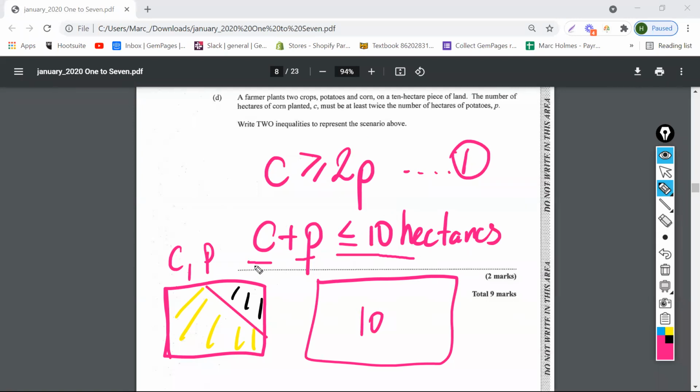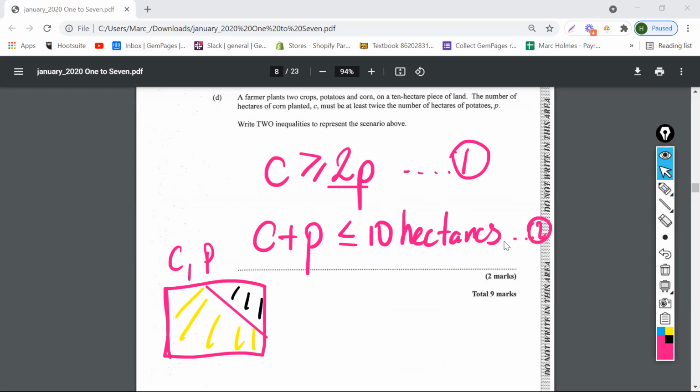So this is the second inequality, because there are two crops, corn and potatoes, on 10 hectares of land. So C plus P is less than or equal to 10. And then of course it says C must be twice the number of hectares of potatoes. So C has to be greater than or equal to 2P. So these are the two inequalities they're asking for. Cool.